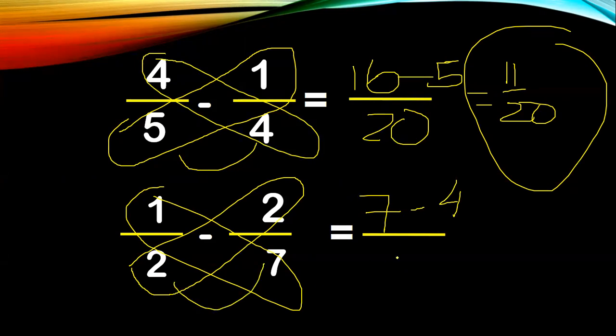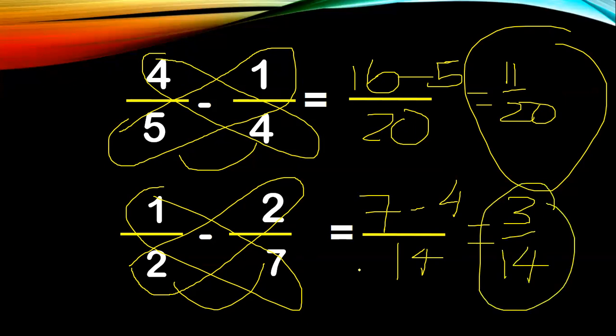That is 2 times 7, and that is 14. And then do the operations, and that is 7 minus 4, that is 3. So the denominator is 14. Therefore, 1/2 minus 2/7 is just 3/14.